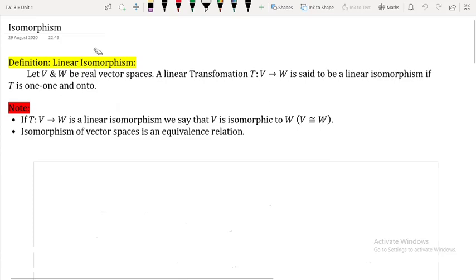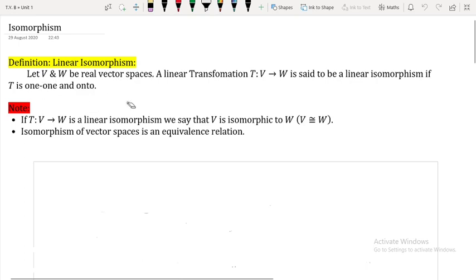Welcome back, dear students. Today we are going to recall the definition of linear isomorphism, which we have already studied in second year. Given two vector spaces V and W, we say that these two vector spaces are isomorphic if there exists a linear transformation T from V to W, which is both one-one and onto.